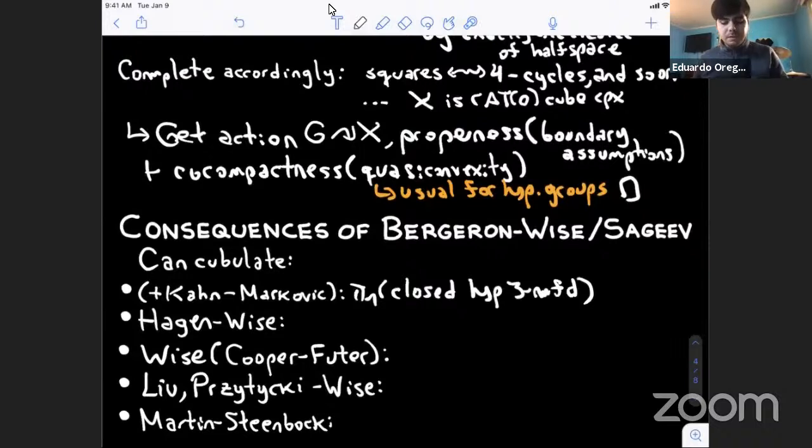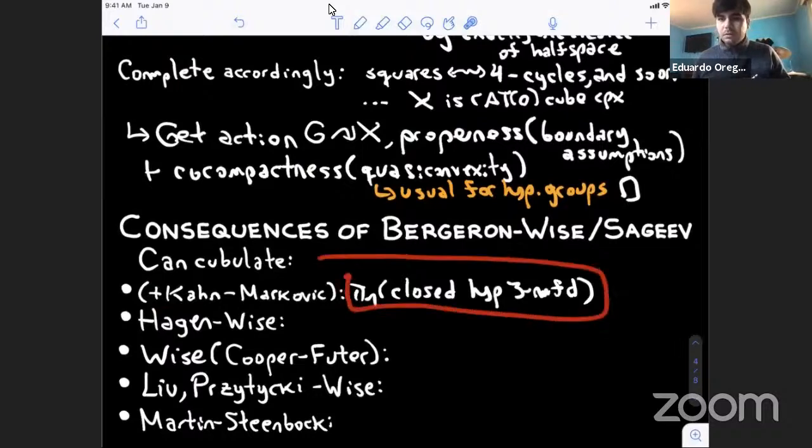Okay, and why is this? This is because Kahn-Markovic produced a bunch of almost totally geodesic immersed surfaces inside a closed hyperbolic 3-manifold. This is just hyperbolic geometry. I think they use some ergodicity properties of the frame flow. But the conclusion is that from this plus the Bergeron-Wise criterion, we can cubulate this.